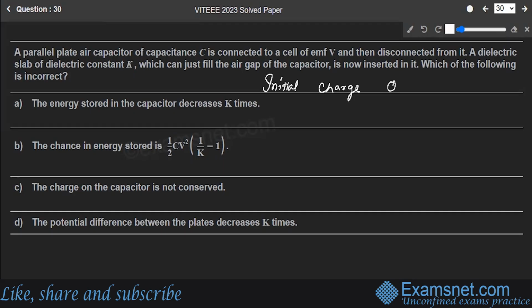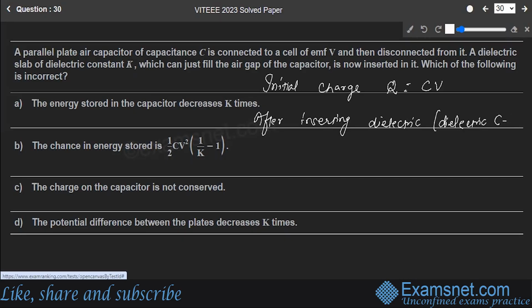Charge is given by Q equals C into V. Now, after inserting a dielectric with dielectric constant K, the capacitance will become K times the initial capacitance. So capacitance C dash will become K times the initial capacitance. Let's say that is C.